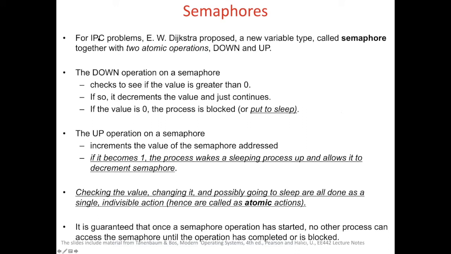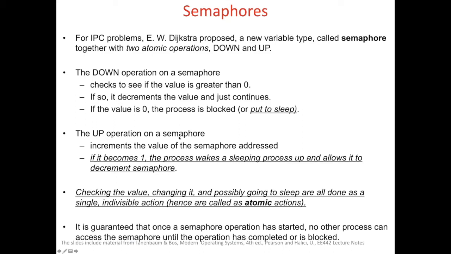For inter-process communication problems, Dijkstra proposed a new variable type called semaphore, together with two atomic operations, down and up. The down operation on a semaphore checks to see if the value is greater than 0. If so, it decrements the value and just continues. If the value is 0, the process is blocked or put to sleep.